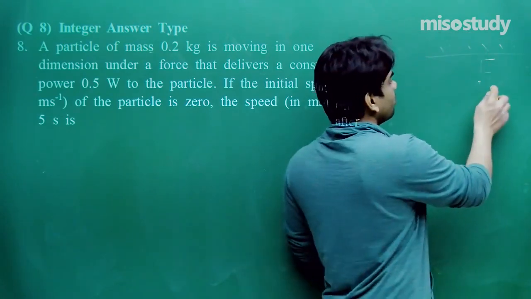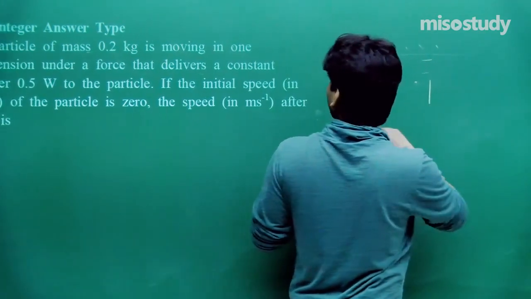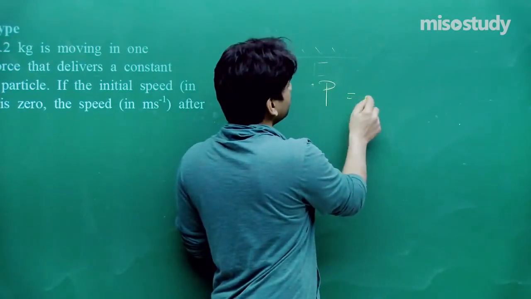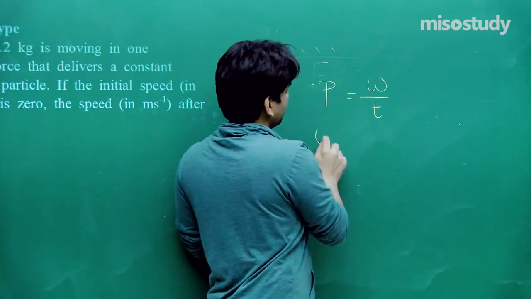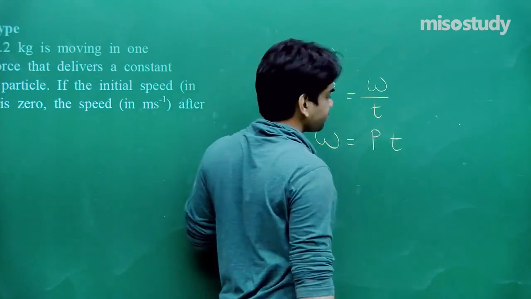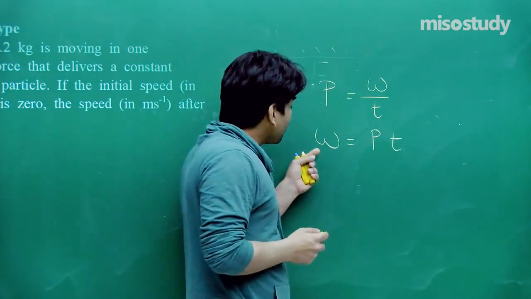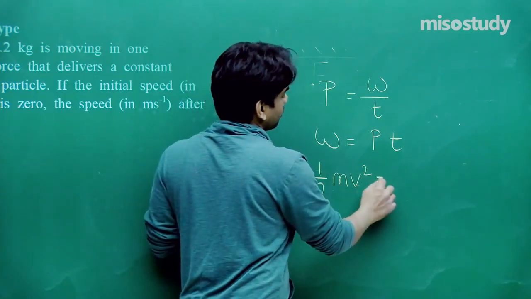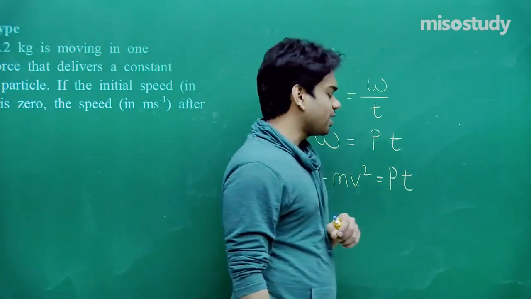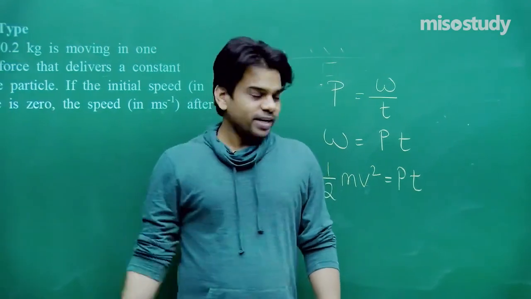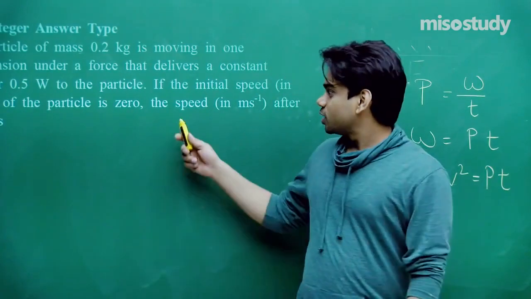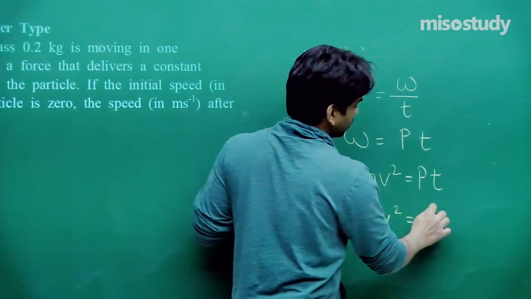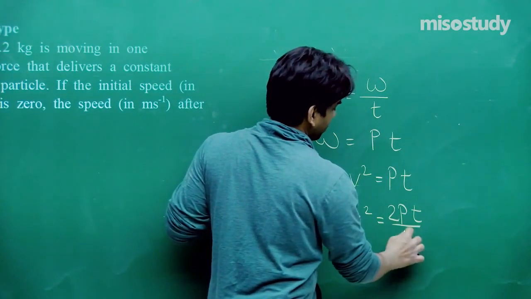Now see here, it's given that under a constant power, we know that power is equal to W by T, so W is equal to P into T. Now work done will be equal to change in kinetic energy. Half mv square is equal to P into t. This is what we need to find out. Mass is provided, v we need to evaluate, the speed after 5 seconds. That will turn out to be v square is equal to 2Pt divided by m.